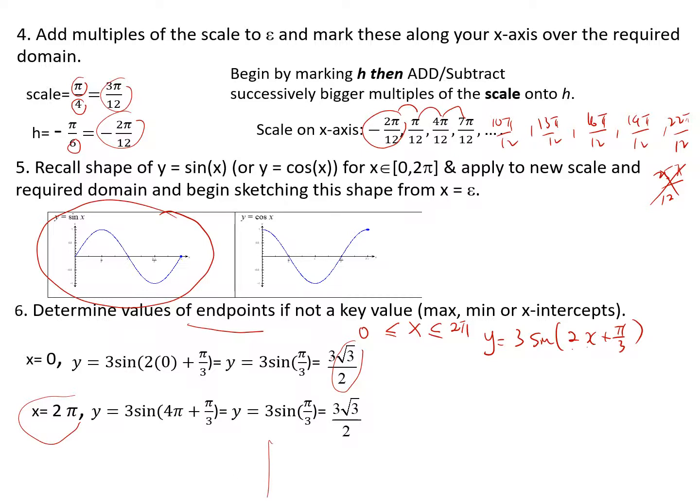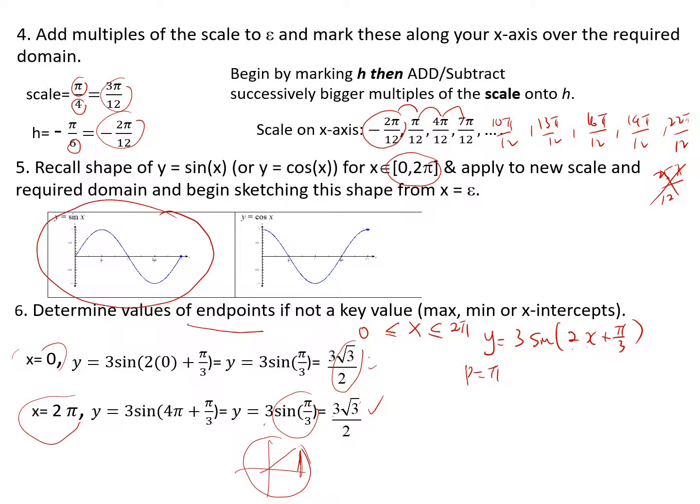4 pi plus pi over 3 is the same, back to the first quadrant, so which is sine pi over 3 times 3, same answer as before, 3 root 3 on 2, which is expected. Do you know why? Because there's a complete 2 cycles within the domain. Every period is pi in this case, and so within that 2 pi, we have 2 cycles. So when you start a complete cycle, the y value where you start is going to end with the same y value. Okay.